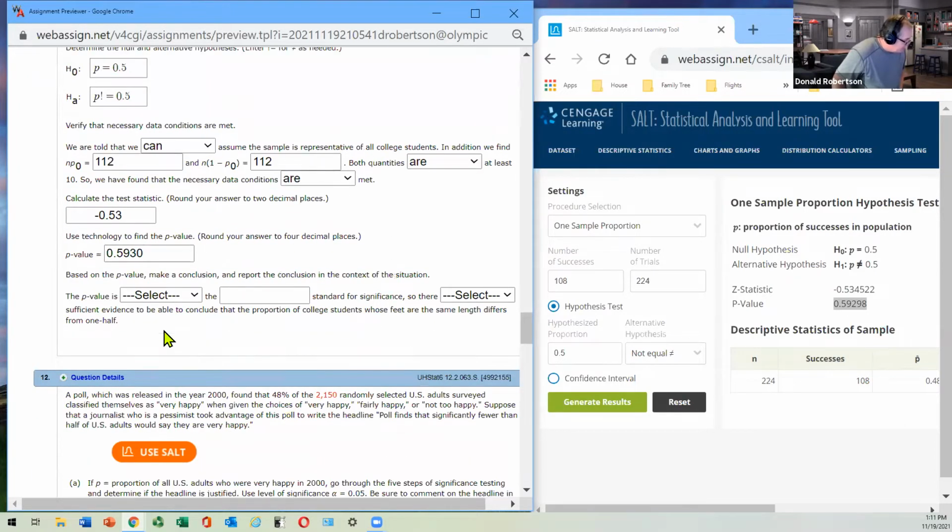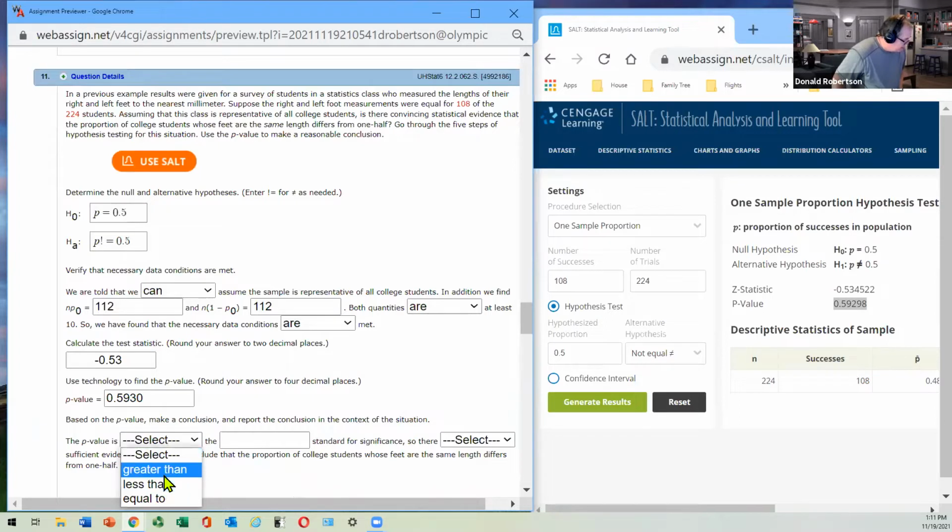Now, this p-value is greater than the standard significance level. The standard significance level in this book is an alpha of 0.05. So whenever you see that phrase standard significance level, it means this number is 0.05. So there is not enough evidence to conclude anything. The p-value there is huge, 0.59, right? Nothing to see here.